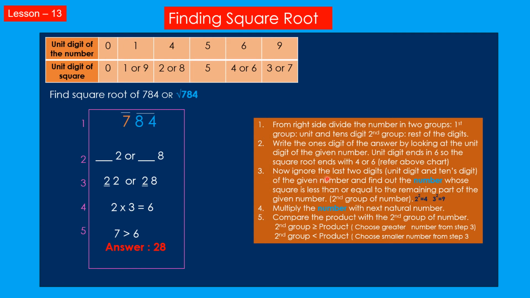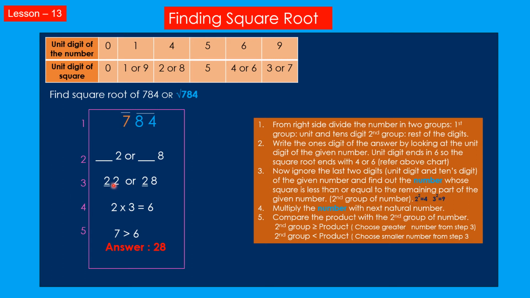Now ignore the last two digits. So the last two digits are 8 and 4. Just ignore the 84, and you see what is left is the number 7. Now you have to find a number whose square is less than or equal to the number 7. So if you do 2 square, you get 4. If you do 3 square, you get 9. So out of 2 and 3, you have to pick one number, and that number's square should be less than or equal to the number 7. So you pick number 2.